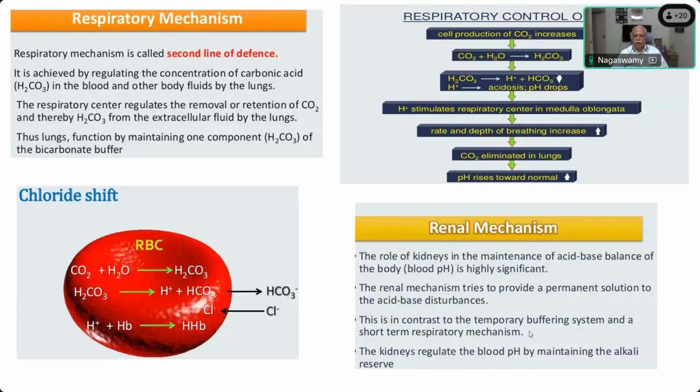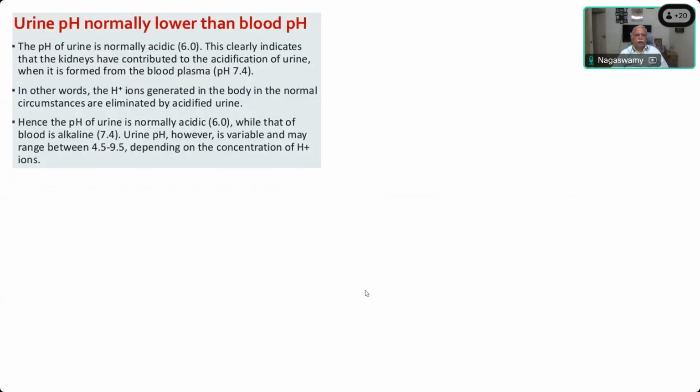And this is in contrast to temporary buffering, and kidneys regulate blood pH by maintaining the alkali reserve. Urine pH is normally lower than blood pH, about 6, which clearly indicates that kidneys have contributed to acidification of urine when it is formed from the blood, which has a pH of 7.4.